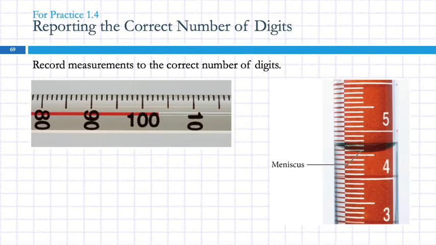So let's look at these. This is a thermometer, zoomed in. I'm going to tell you it's degrees Celsius. And so what we want to do is first identify, well, here are the smallest lines. What does each line represent?